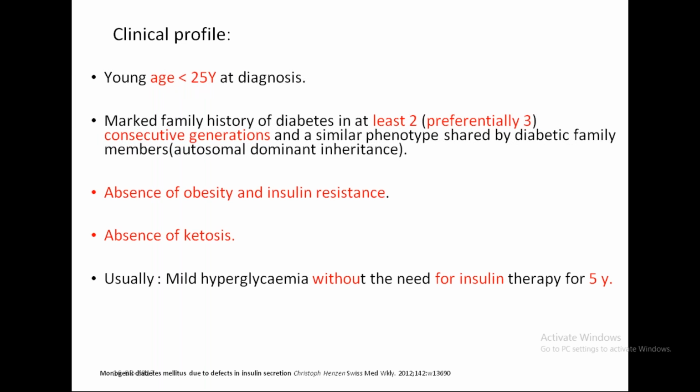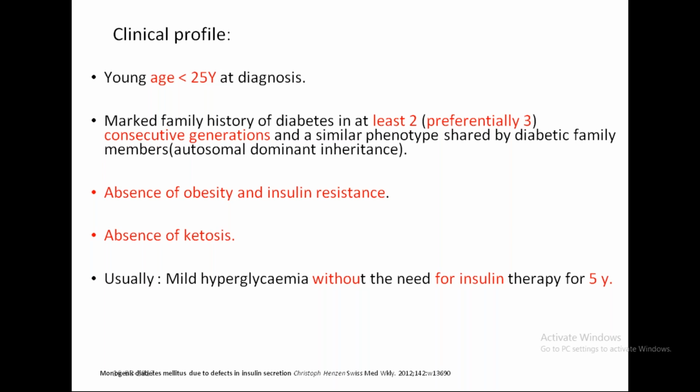So coming to the clinical features, usually these people are around 25 years or less than that. That's the reason you always have a confusion with that of type 1 diabetes. As you already know in the name itself, MODY, maturity onset, that should be around 25 years or less than that. And marked family history of diabetes in at least 2 or preferentially 3 consecutive generations, and a similar phenotype shared by the diabetic family members, usually autosomal dominant inheritance. Okay. It is also important for you to know about the dominant and recessive inheritance in that chart along with the genes.